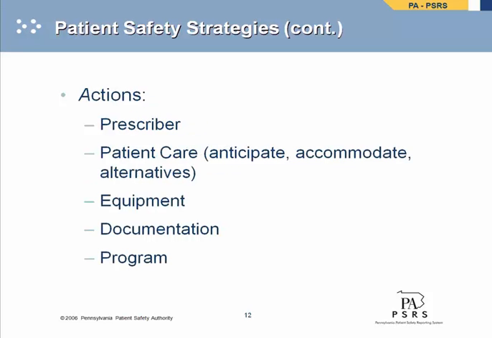Actions to reduce entrapment risk involve the prescriber, patient care, equipment, documentation, and a hospital bed safety program. The prescriber can reduce entrapment risk by minimizing mental status altering medications or ordering physical therapy to promote safe mobility. Anticipate patient needs by customizing schedules for toileting, positioning, or pain management. Accommodate patients' habits, such as preferred bedtime routines, and incorporate them into the care plan.